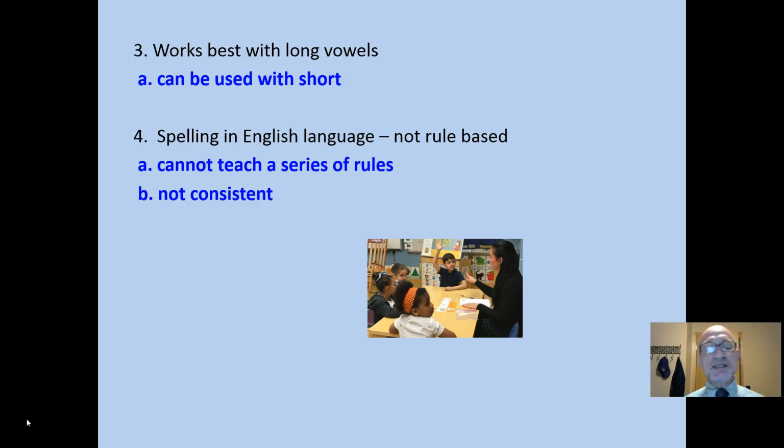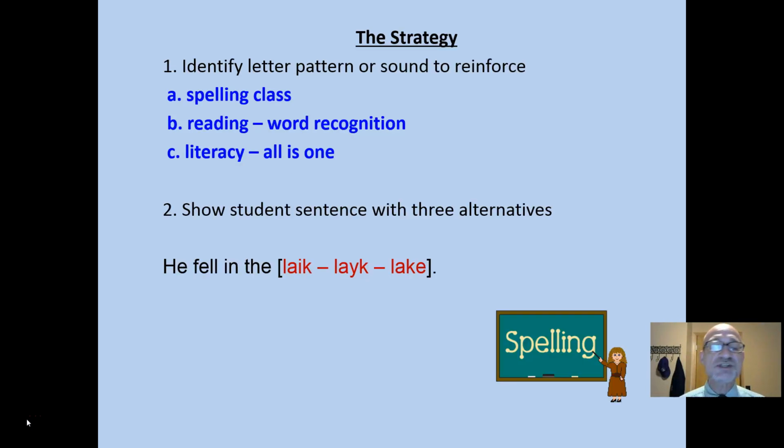Note that you cannot teach spelling as a series of rules. Spelling in our English language is not rule-based. It is not consistent enough, and you'll see some examples of that. So here is the strategy. Again, letter identification patterns or sounds to reinforce. You find that: what letter pattern do I want to reinforce, or letter sound? It can be used in spelling class, in reading class, and know that literacy is all the same thing.